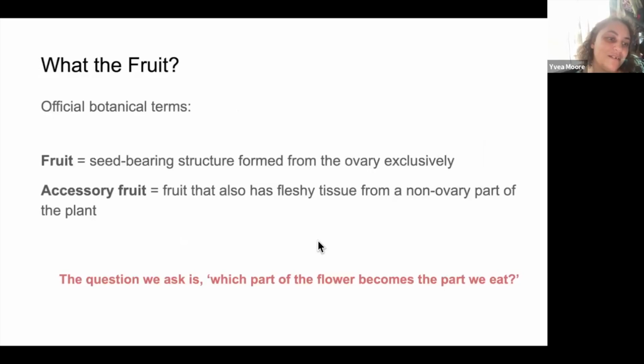The main question about our fruits is asking which part of the flower becomes the part that we eat. Because botanically speaking, the fruit is the seed-bearing structure that is exclusively formed from the ovary. And we talked about the ovary earlier, so that becomes the fruit. But an accessory fruit is fruit that has fleshy tissues from a non-ovary part of the plant. So sometimes we're eating something that is actually not the ovary. The ovary is somewhere else. So this is important to think about. And that's why we call certain ones false fruits. But they're still delicious.